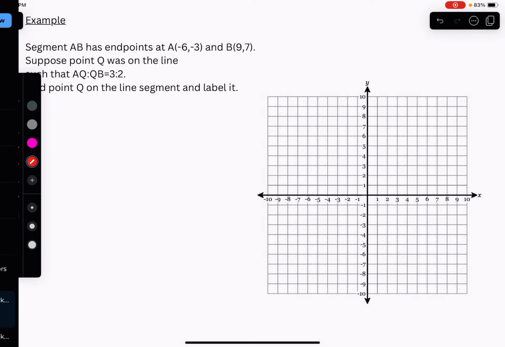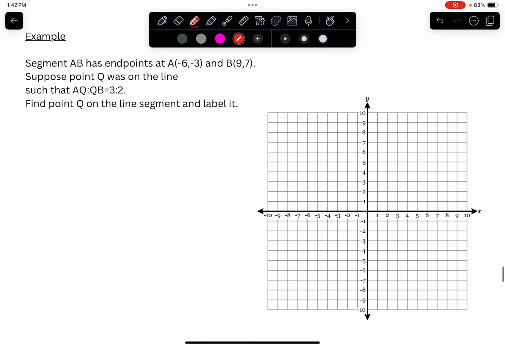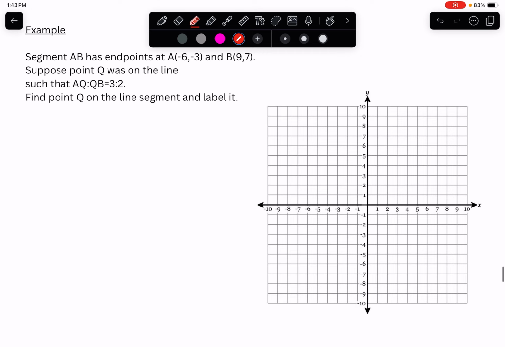So the first thing that we're going to do is first plot our endpoints. So we're starting at A, so -6, -3. And then going to B, which is 9, 7. So this is my original line.